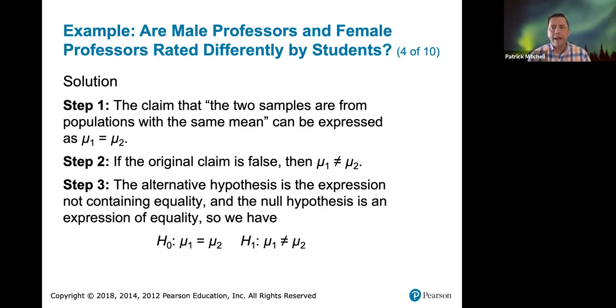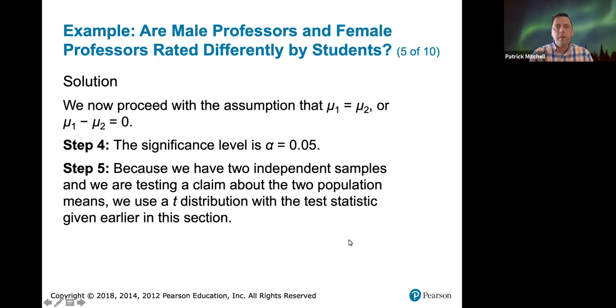We take those two statements, we decide which one of them is going to be the alternative hypothesis. Remember, that's the one that does not contain equality. So the null hypothesis will be that mu sub 1 equals mu sub 2. The alternative will be that mu sub 1 does not equal mu sub 2. So we proceed with the assumption that mu sub 1 equals mu sub 2, or equivalently that mu sub 1 minus mu sub 2 equals 0.